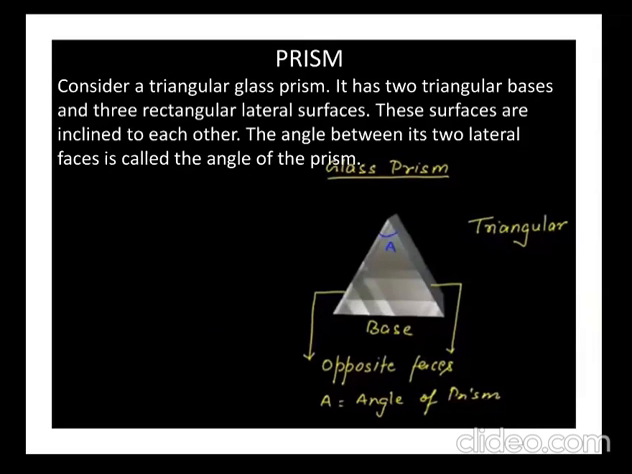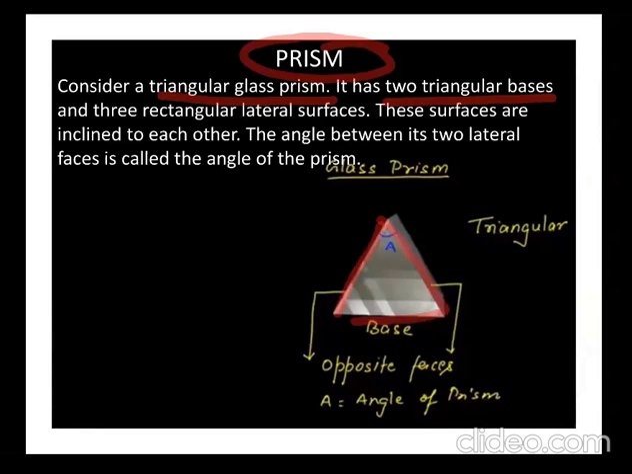So we should know what is a prism. Here we are going to consider a triangular glass prism. In your lower classes, in your maths, you already know what a triangular prism is. A triangular prism consists of two triangular faces. This is one triangular face, and exactly at the back end you are going to have another triangular face. So it consists of two triangular bases.